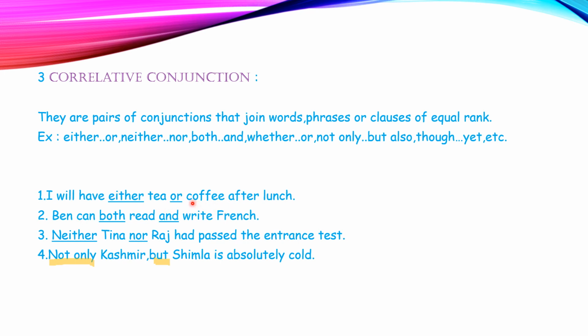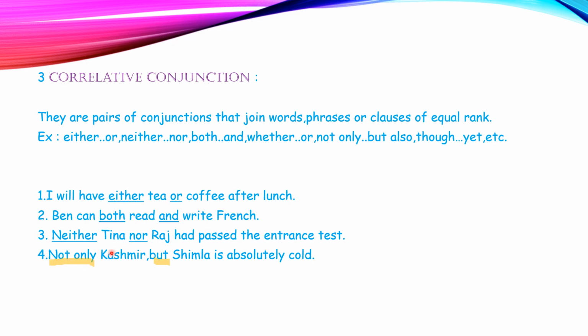So I will have either tea or coffee. Here I may have either this or that, to indicate a choice between the two. Next, Ben can both read and write French. This pair of words also represents a choice. It represents the capability of Ben. He can both read as well as write French. Few people can only read, or only write. But this person can both read and write French, which represents the capability of Ben.